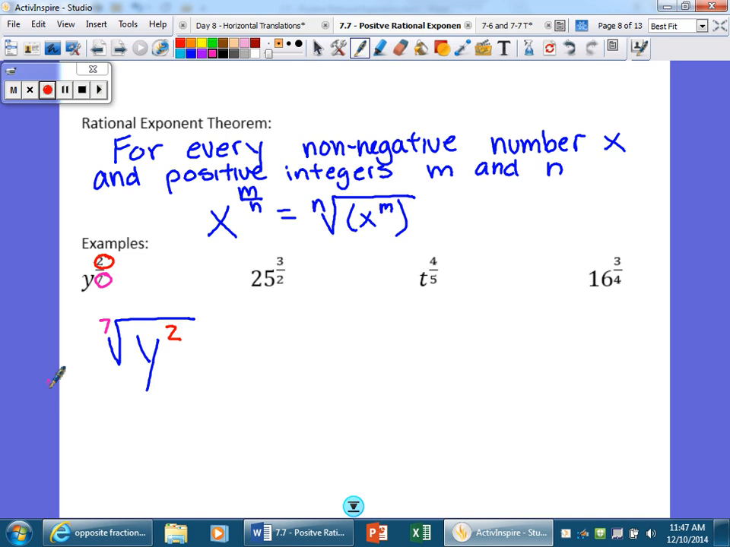Alright, my next one. Now my next one has numbers, so I'm going to actually get an answer. So first things first is I can write my root, and I can write my base inside.